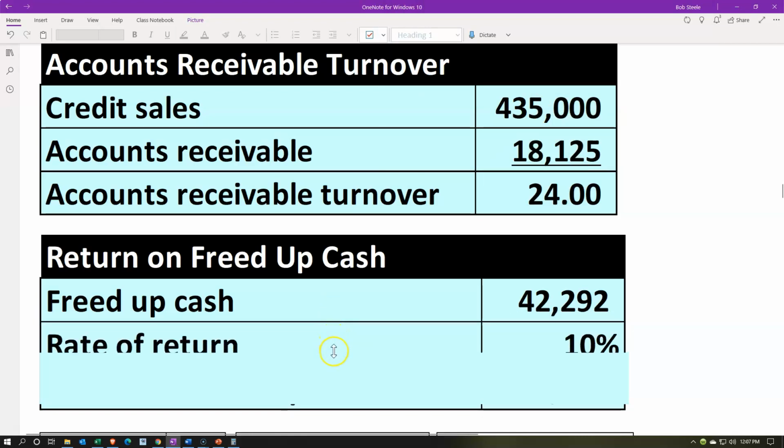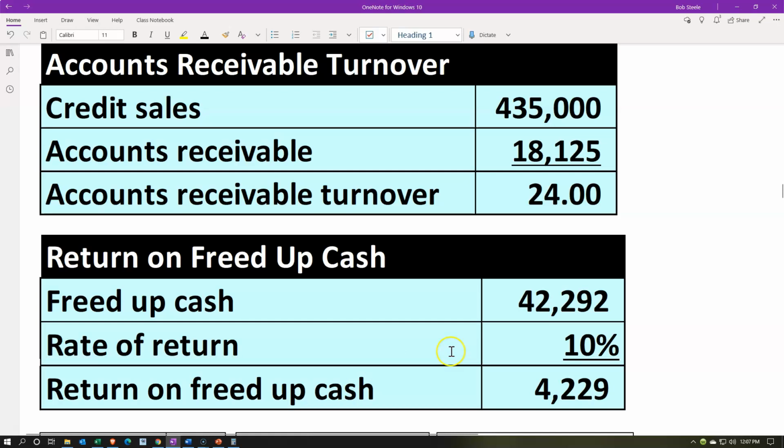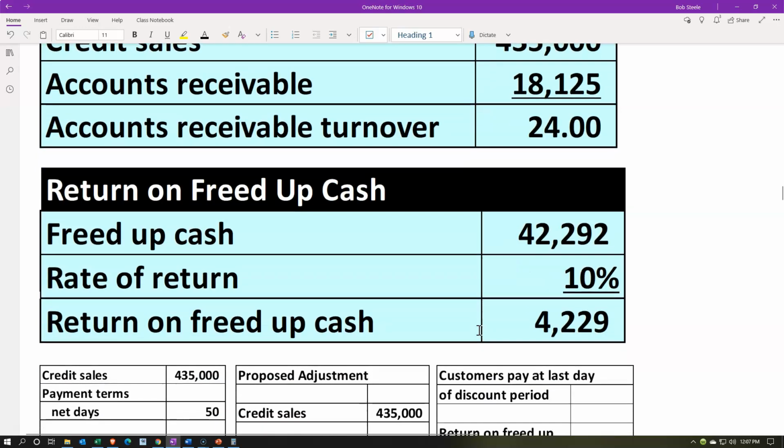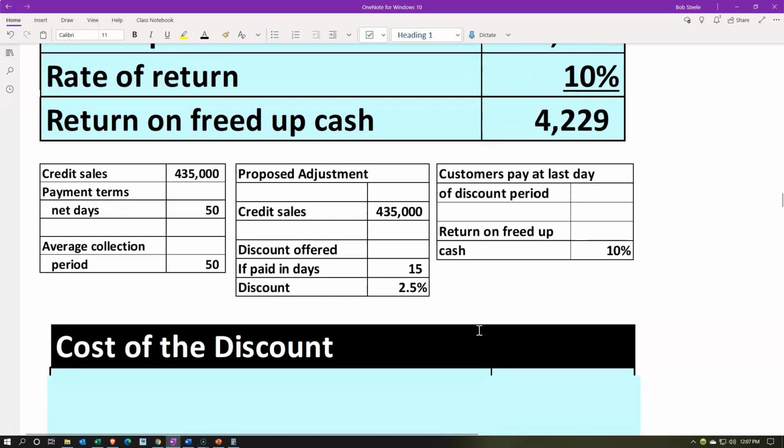And so then what are we going to do with it? Well, if we can get a 10% return on it in some way or another. In other words, if we had debt that we're going to be paying off and we have to pay 10%, if we could pay it off sooner and save that 10%, or if we could take that 42,292 and invest it somewhere to get a 10% return, then we can say that the value of us getting that money sooner would be 4,229. We're going to say 4,229 value of getting that money sooner.